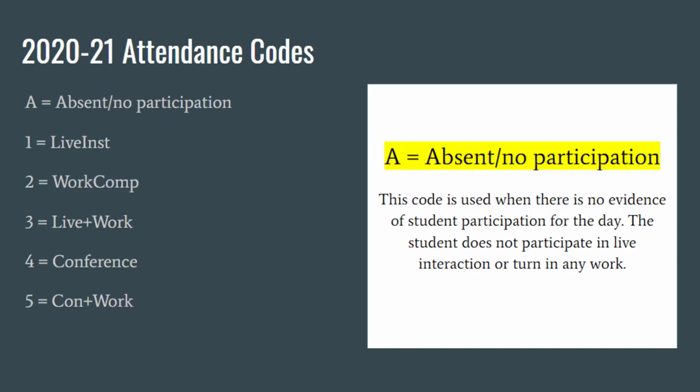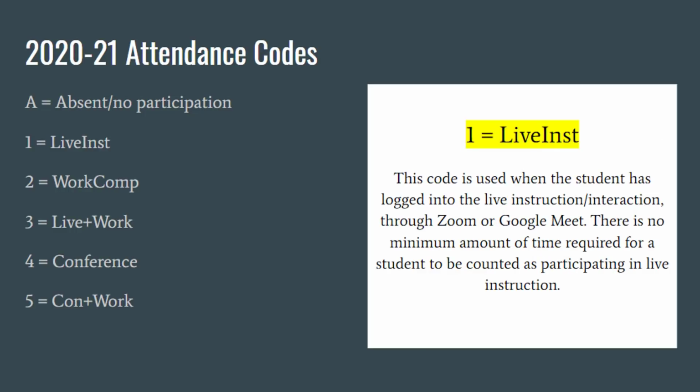The first one we have is absent. That's a familiar one to everyone. A stands for absent or no participation. This code is used when there is no evidence of student participation for the day. The student didn't participate in the live instruction or interaction, and they didn't turn in any work. Code 1 stands for live instruction. You'll see this code if your child participated by logging into the live instruction or interaction, whether it was through Zoom or Google Meet.